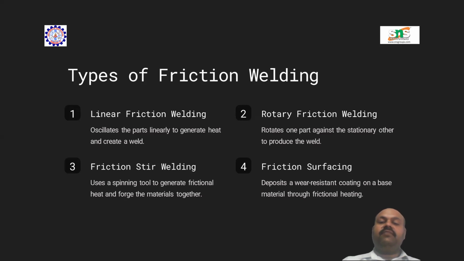So the next type of welding is friction surfacing. It deposits a very wear resistant coating on a base material through frictional heating. So surfacing is nothing but improving the properties of the surface only, not the subsurface, so that the material used or the cost involved to produce any material gets lower. It's like a coating.